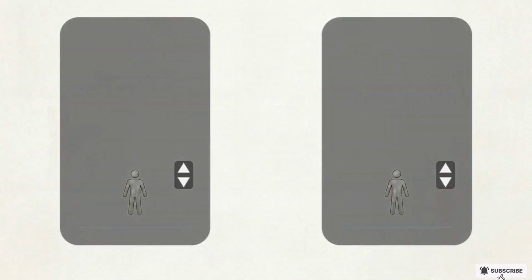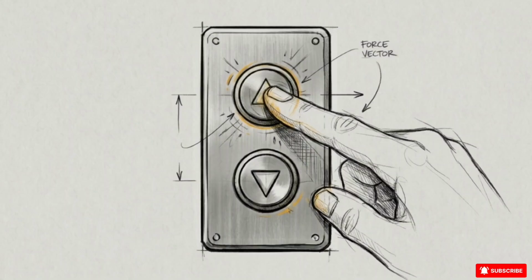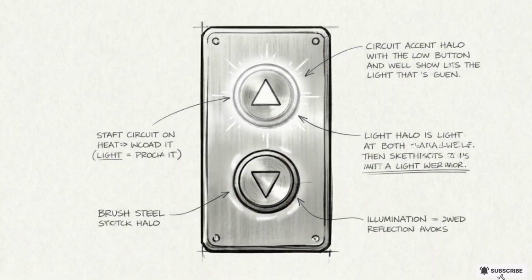This diagram illustrates a primary user error. Users frequently press a direction based on where the car is currently located, pressing down because the car is traveling down, but you must press the button matching your intended upward vector. Once you press the correct button, look for the system's immediate feedback. A distinct halo of light will illuminate around your selection, confirming your input is logged.